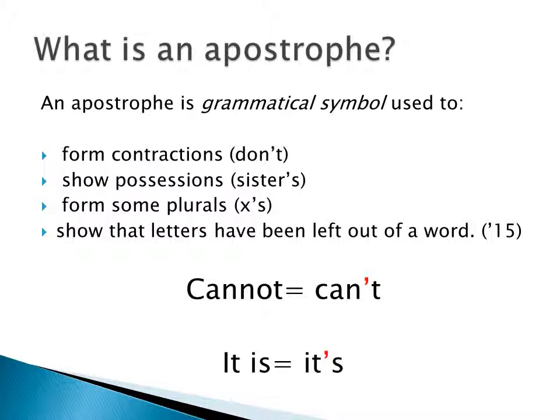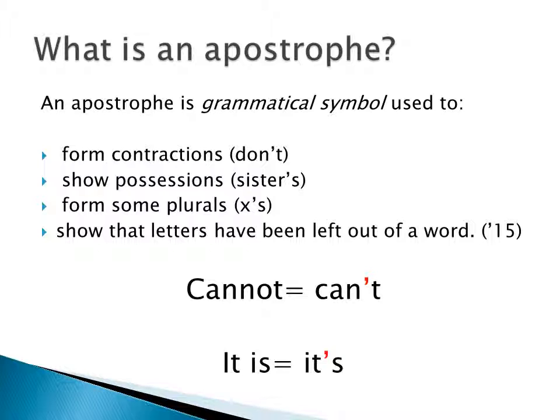So, what is an apostrophe? An apostrophe is a grammatical symbol used to form contractions, show possessions, form some plurals, and show that letters have been left out of a word.